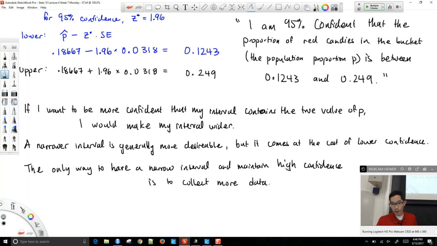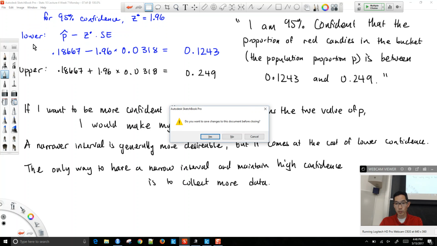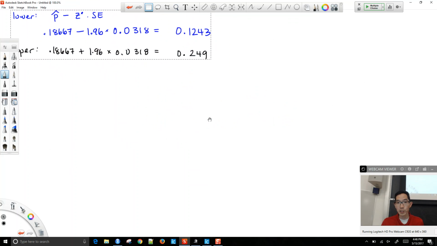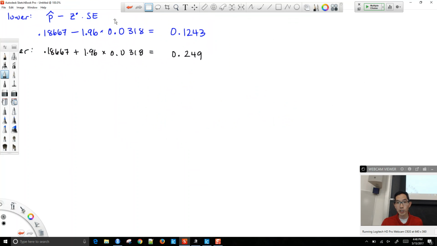All right, I've got a few more things to say, and I'll try to squeeze them into our last minute here. So this is our confidence interval. My confidence interval goes from 0.1243 to 0.249, okay?